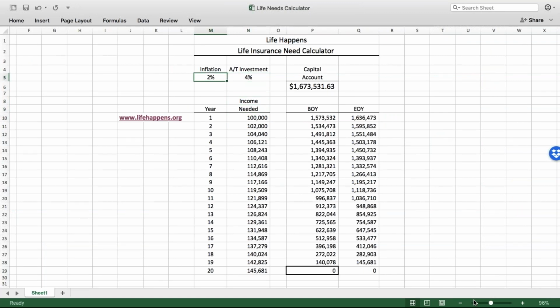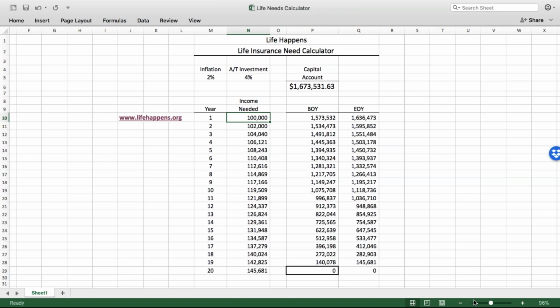So here's the 2% inflation rate. Here's the 4% investment rate. And I've entered in the amount coming from the calculator, the $1,673,000. The income that we need is starting at $100,000, but remember we threw in the 2% inflation.